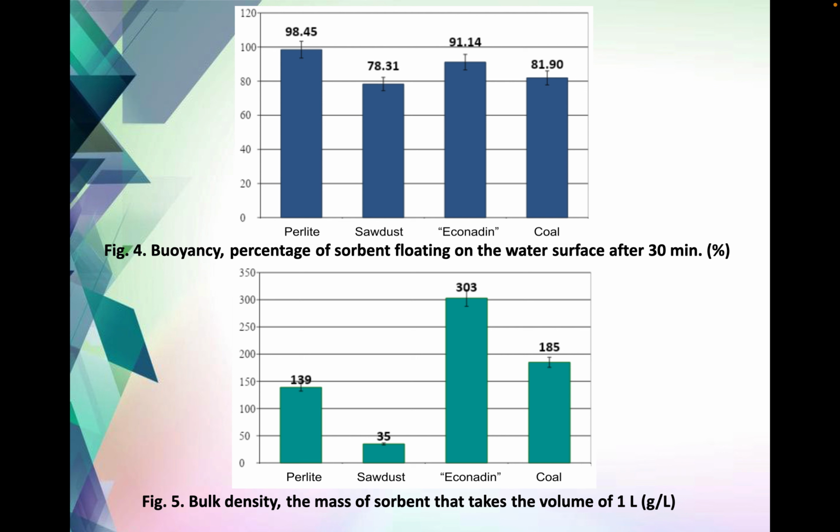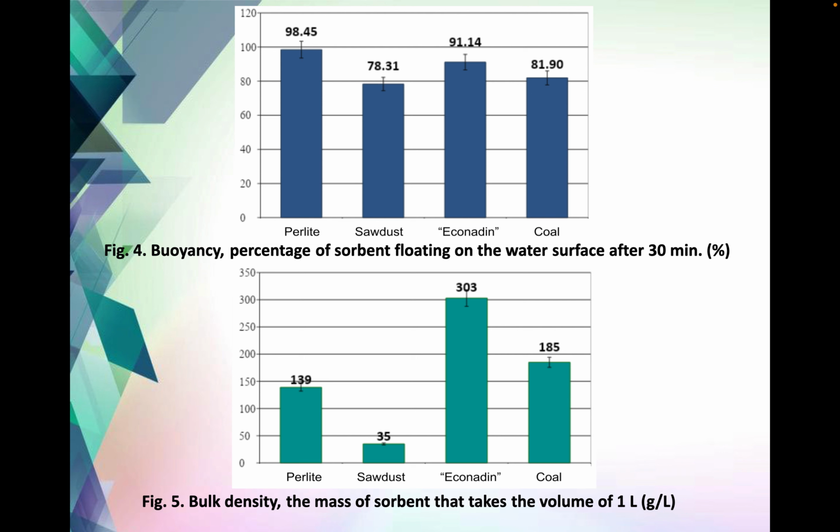The quality indicators of oil sorbents include buoyancy and bulk density. High buoyancy allows the sorbent to stay on the surface for a longer time without causing secondary pollution. It was found that sawdust and coal have lower buoyancy, 78 and 82%. Perlite has a buoyancy of 99%, which can be explained by its structure, while econidin's buoyancy is 91%, since the carrier in this biosorbent is sphagnum moss, which has high buoyancy itself.